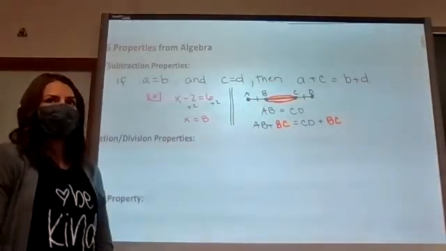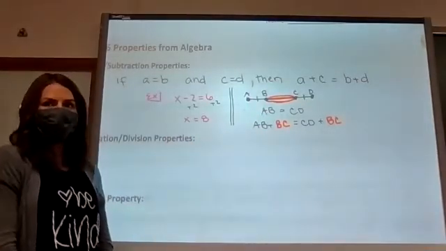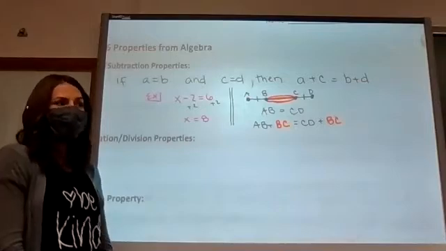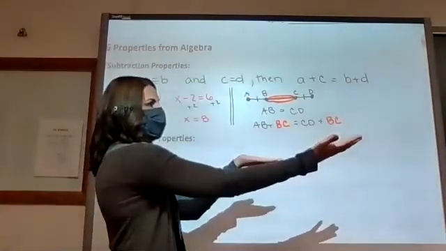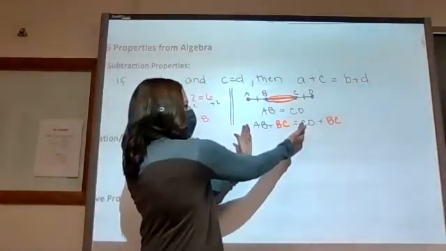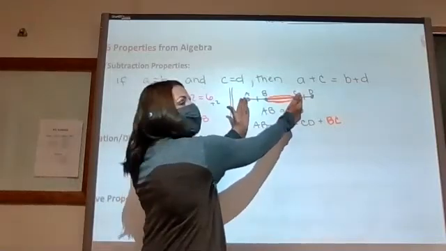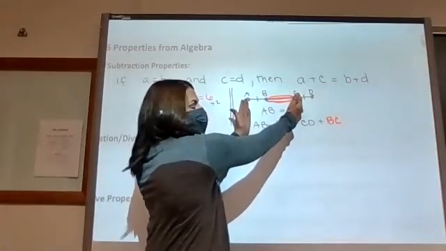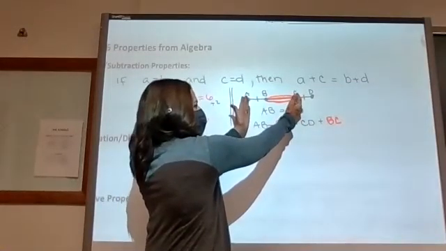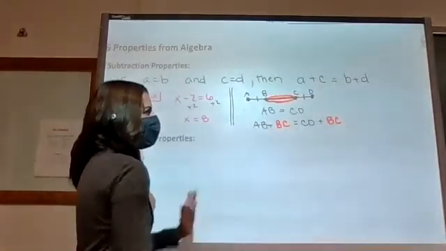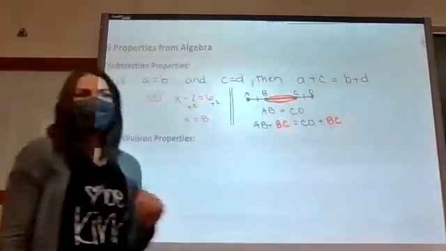Now, who's going to be a geo whiz right now? Why would we want to say that? What then must also be true? I added the same amount to both sides. What's AB plus BC? AC. Yeah, it's a little segment addition. So I could also say that AC then must be the same length as BD. That's where we go with geo proofs.